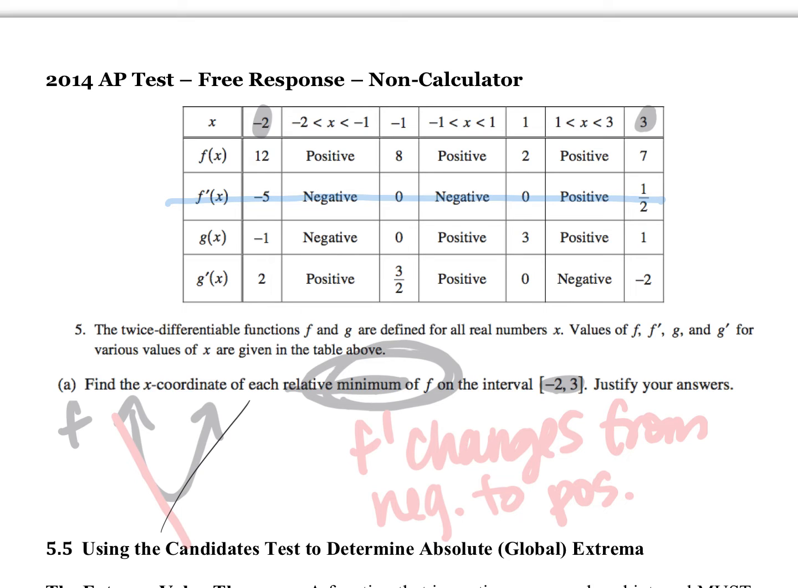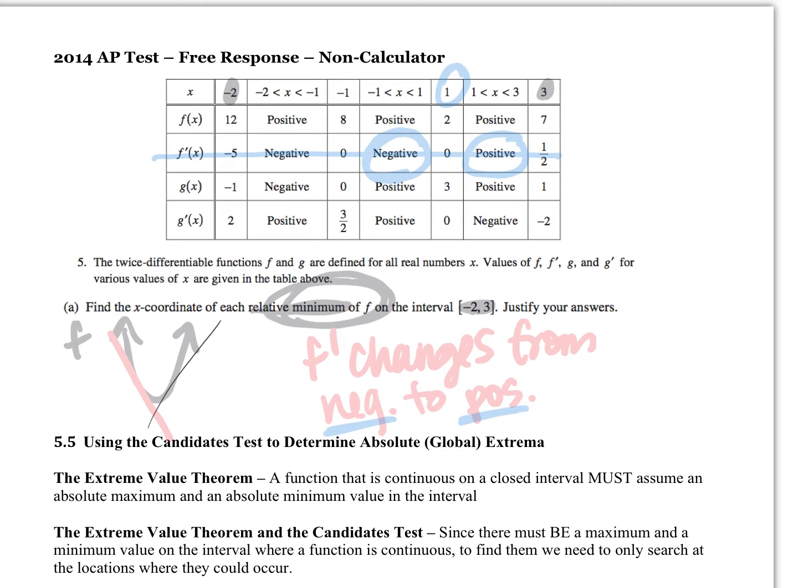At what x value do you think my f primes are changing from negative to positive? Yeah, negative to positive is happening at 1. That's a lot to sift through, if you will. So I'm going to just say f prime changes from negative to positive at x equals 1. That's where my min is.